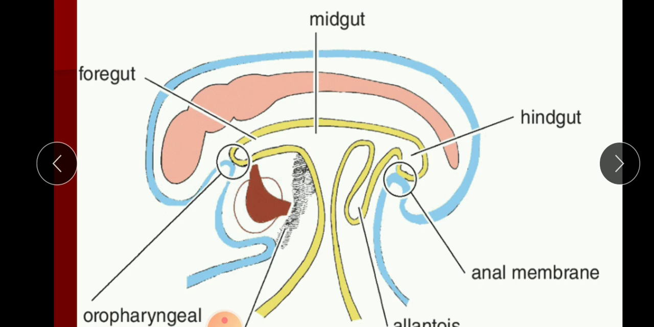So at the terminal part, very close to your mouth and anal opening, you find the epithelium there is derived from the invagination of ectoderm. Only at those two regions. In every other part of the GIT it will be derived from the endoderm. Okay.